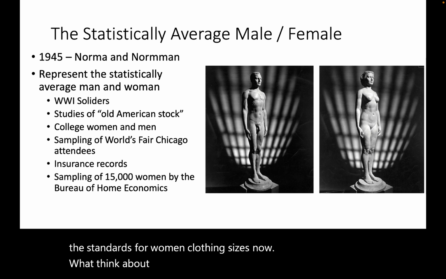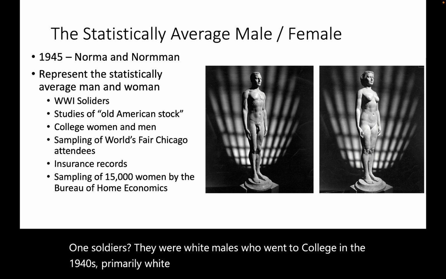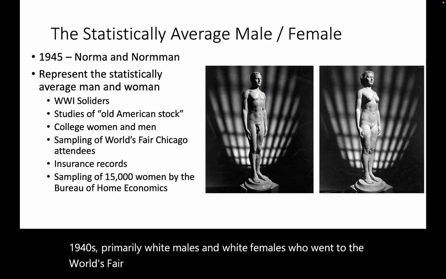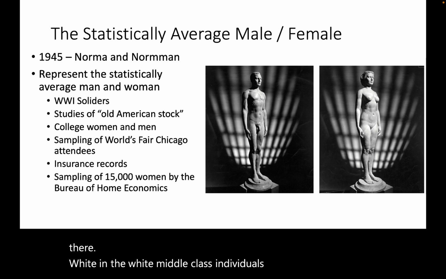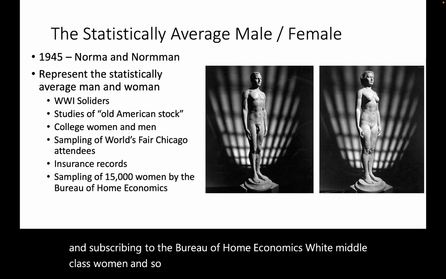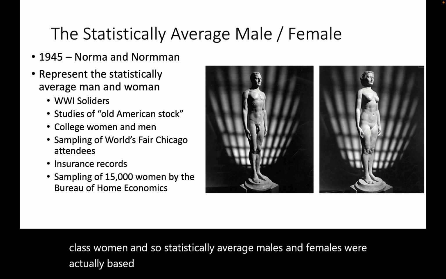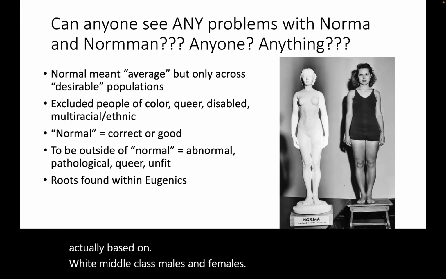Now, think about this. Who were most of the World War I soldiers? They were white males. Who went to college in the 1940s? Primarily white males and white females. Who could afford to go to the World's Fair in Chicago in the 1940s, 1939, 7, right around there? White middle-class individuals. Who could afford insurance? White middle-class individuals. And who do you think was reading and subscribing to the Bureau of Home Economics? White middle-class women. And so statistically average males and females were actually based on white middle-class males and females. Anybody see any problems with this?